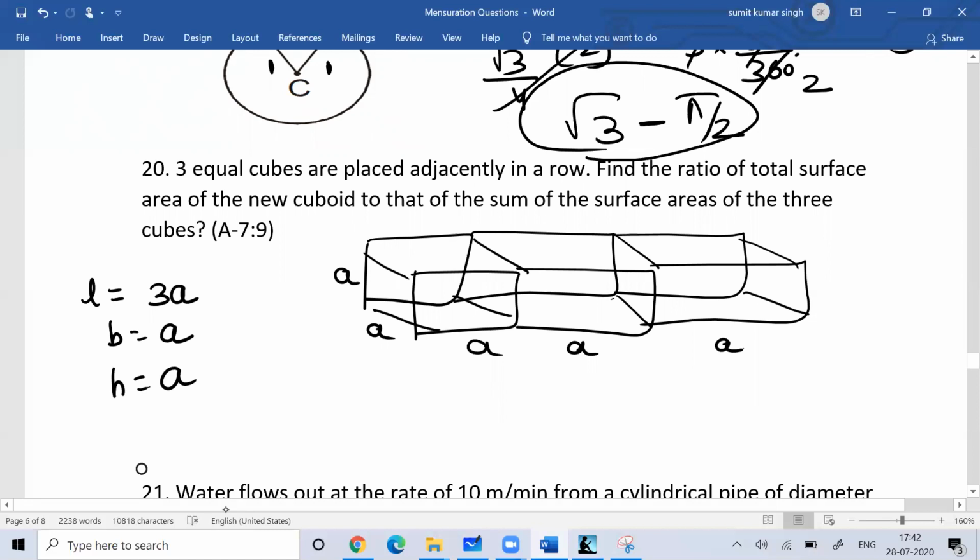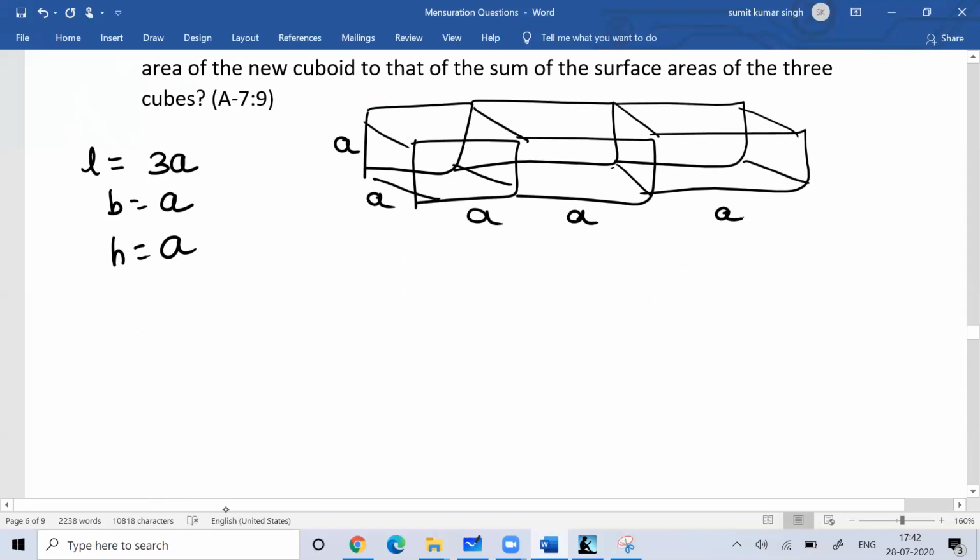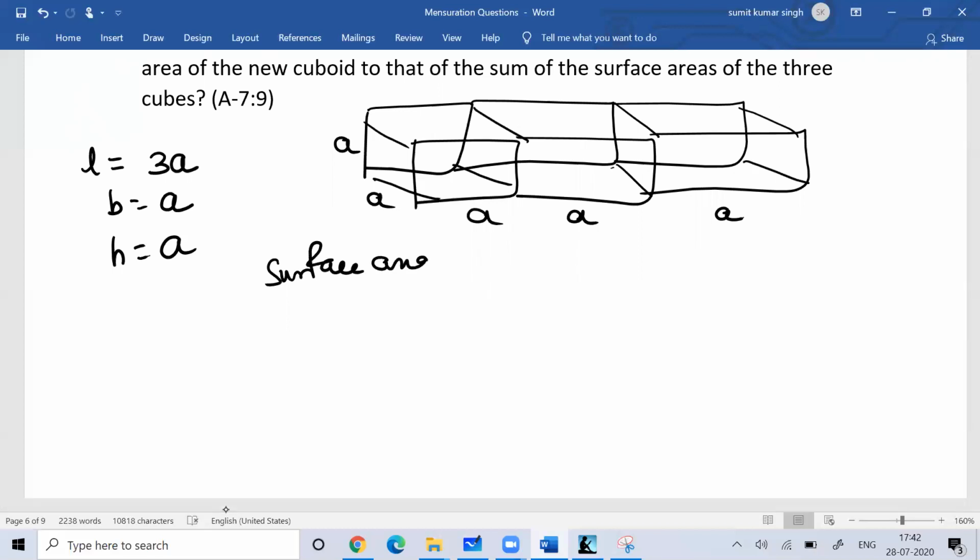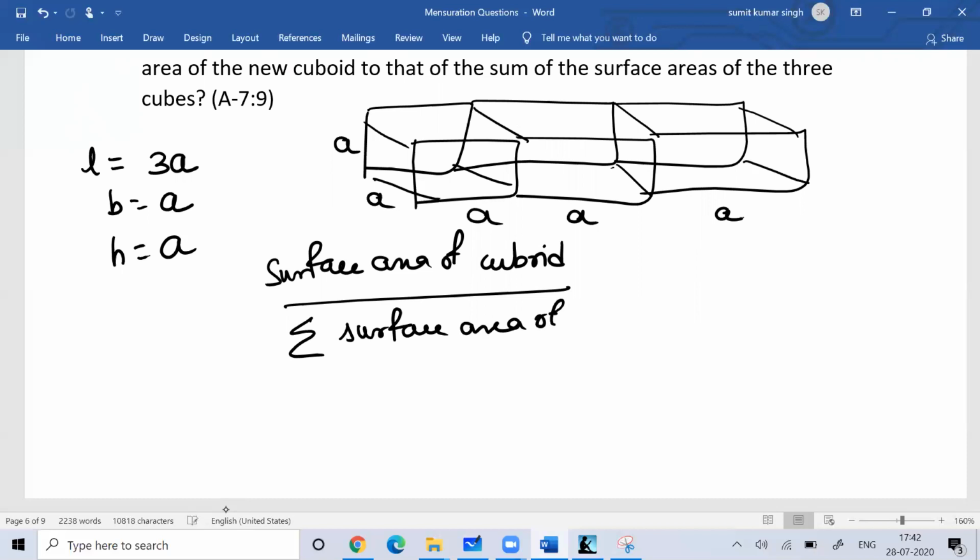Find the ratio of the total surface area of the new cuboid. So what is the surface area of the new cuboid? You can solve it like that. They ask you the ratio of the surface area of a cuboid. You are creating a cuboid where the length is 3A, the breadth is A, and the height is A, divided by the sum of the surface areas of 3 cubes.